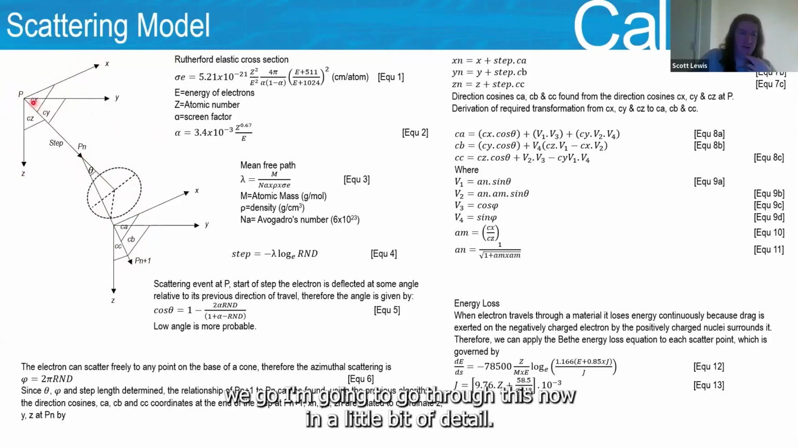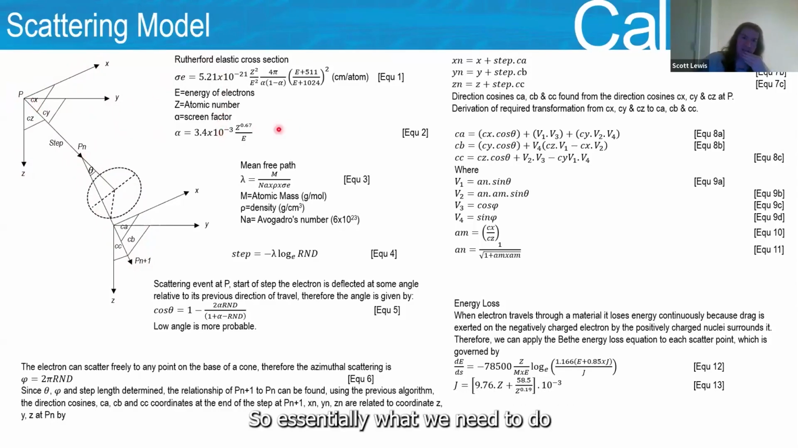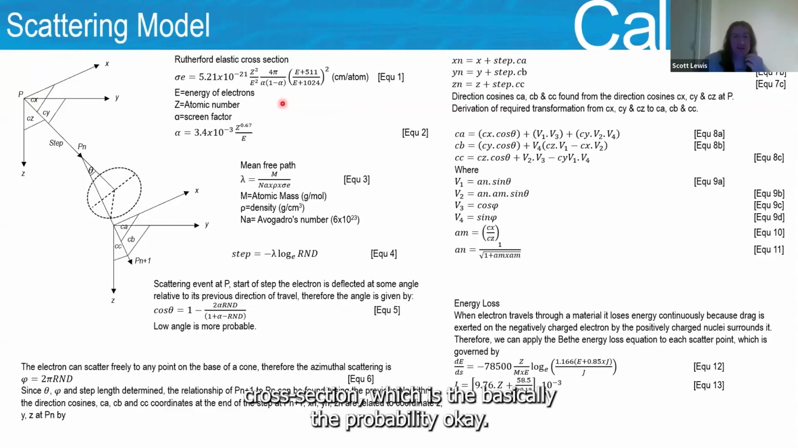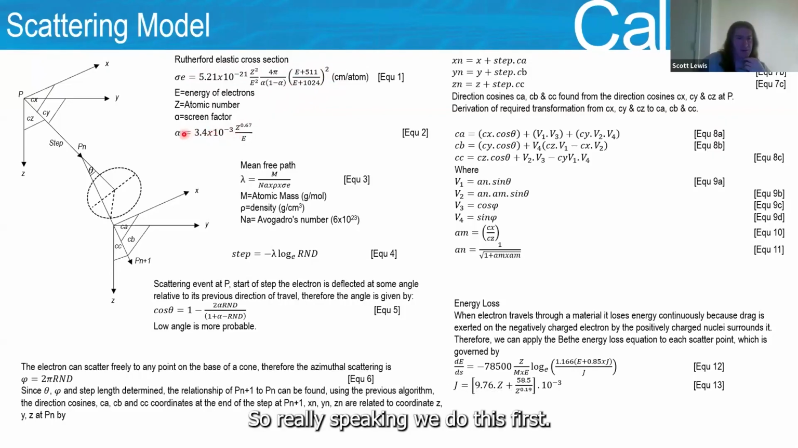So what we need to do, I'm going to go through this now in a little bit of detail. Essentially what we need to do is find the Rutherford's elastic cross section, which is basically the probability. So we find this out. We need to understand the screening factor. Really speaking, we do this first, so this should have come first. Find this. Then we need to find the mean free path. That X is meant to be a multiplication sign, so you multiply it all out.